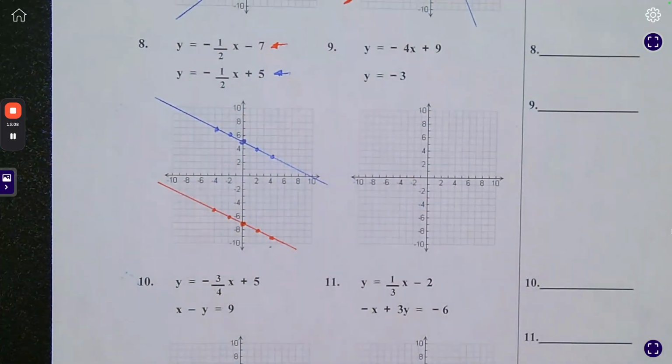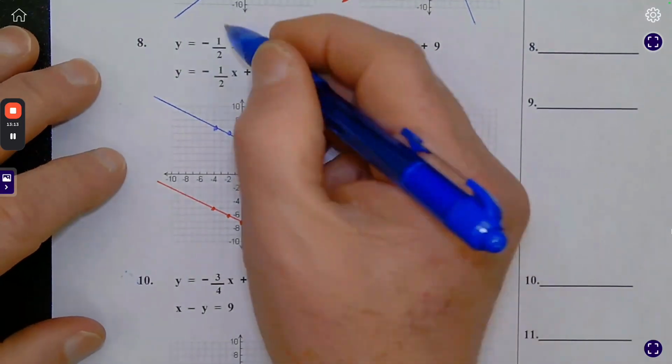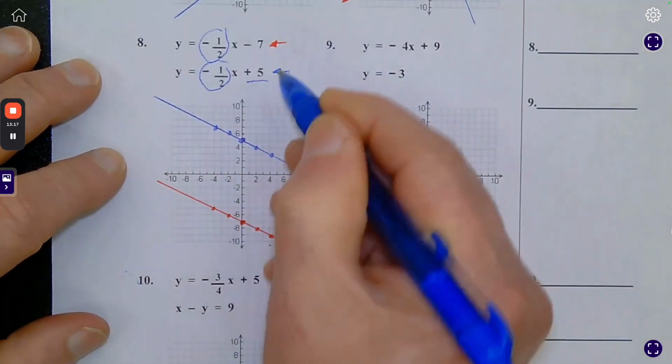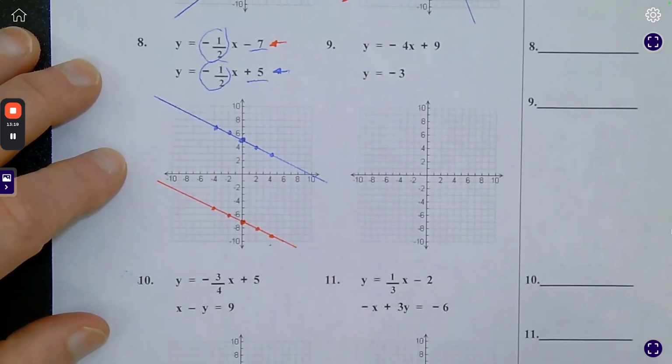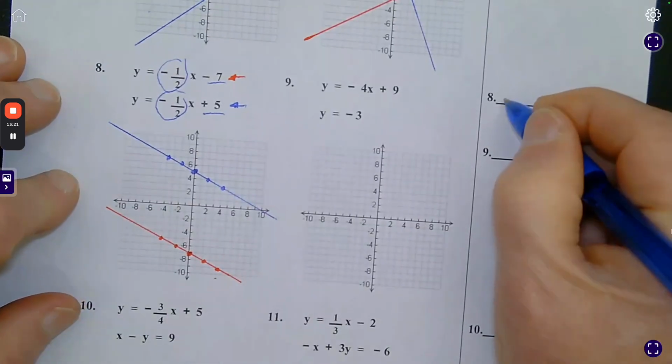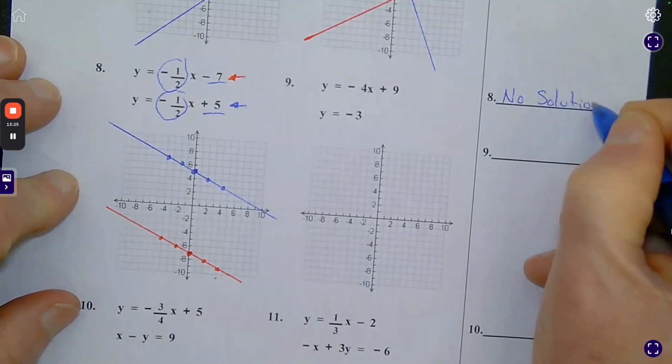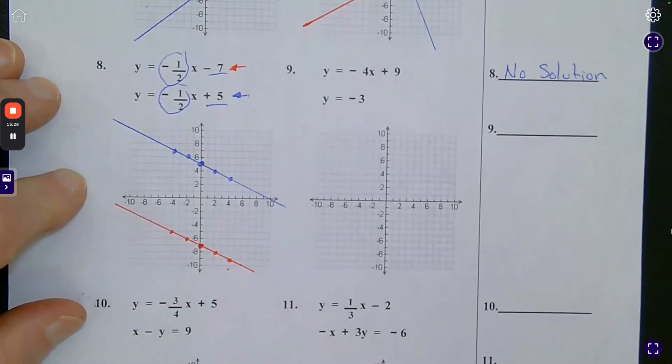Those lines are called parallel lines. Parallel lines will never intersect. And I know they're parallel because they have the same slope and different y-intercepts. So that's how you know they're parallel. There's no solution. They will never intersect. So no solution. All right, let's keep going.